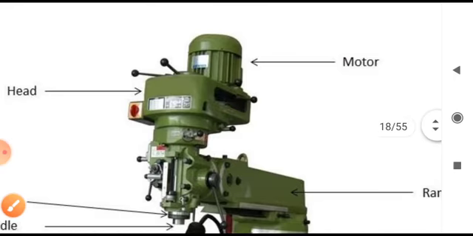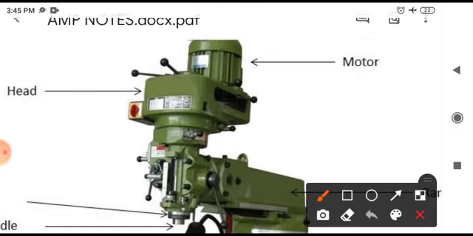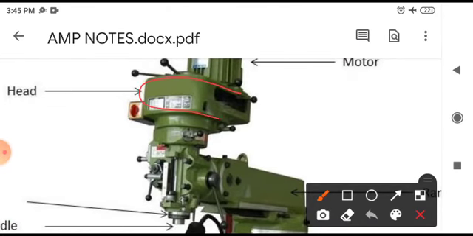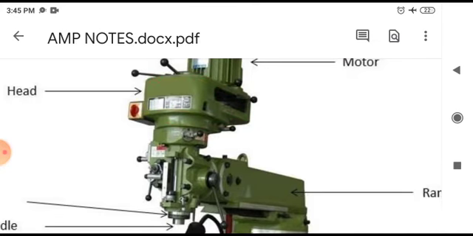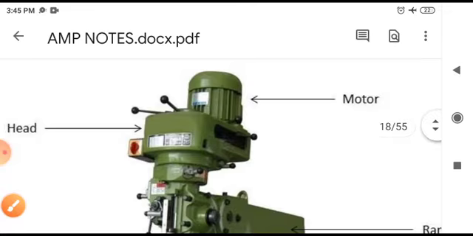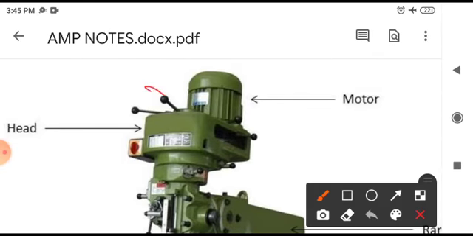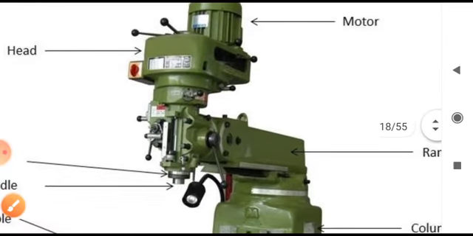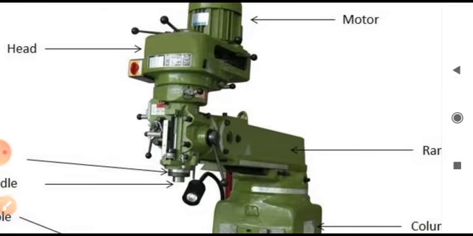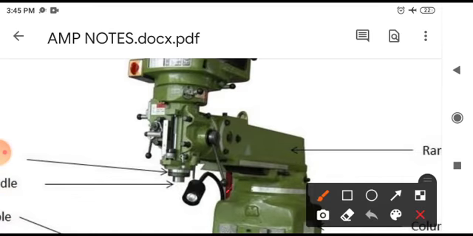the head. In the head, a gear arrangement is fitted to obtain different spindle speeds. Then you can see two knobs at this point, which may be for shifting the gears. Then some locking arrangements are there, also for feeding the tool. You can see an arm over here which can move the cutter up and down.